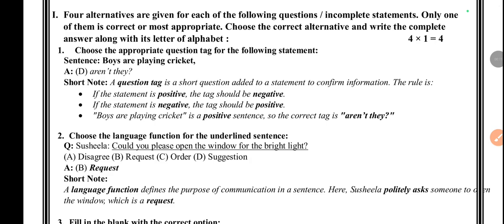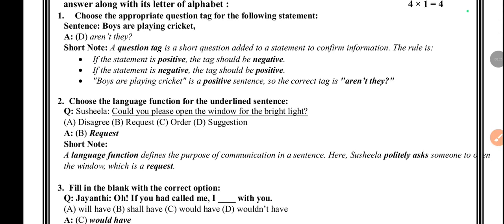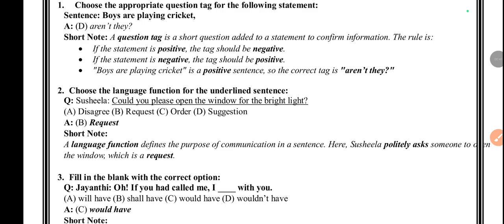What have they given? They have given multiple choice questions, each carrying 1 mark. First one: choose the appropriate question tag for the following statement. Boys are playing cricket. The right answer is option D, aren't they? Short note: a question tag is a short question added to the statement to confirm information. The rule is, if the statement is positive, the question tag should be negative. If the statement is negative, then the tag should be positive.